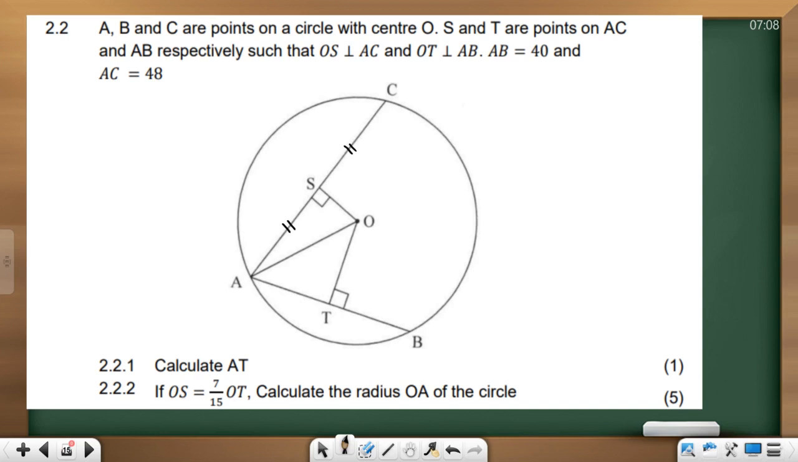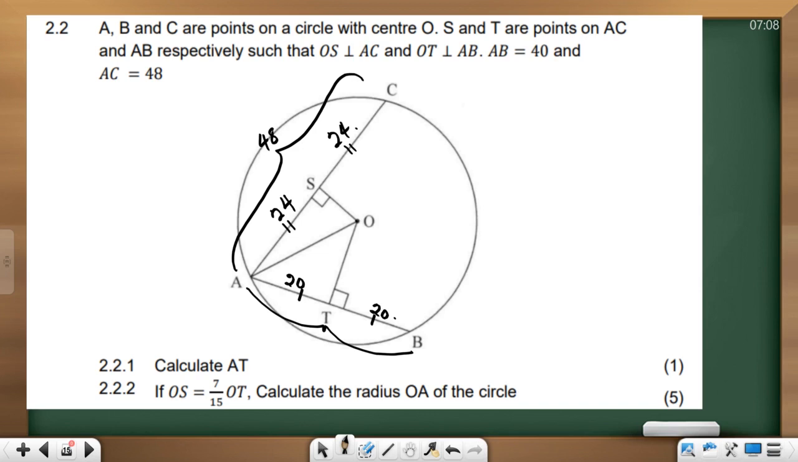OT is perpendicular to AB. Oh, the same reason. A line drawn from center that is perpendicular will bisect. Those lines are equal. AB is 40, but these lines are equal, so that will be 20 and that will be 20. AC is 48. The whole thing here is 48. But since these lines are equal, that will be 24 and that will be 24. That is my analysis. Calculate AT. I think we're done.